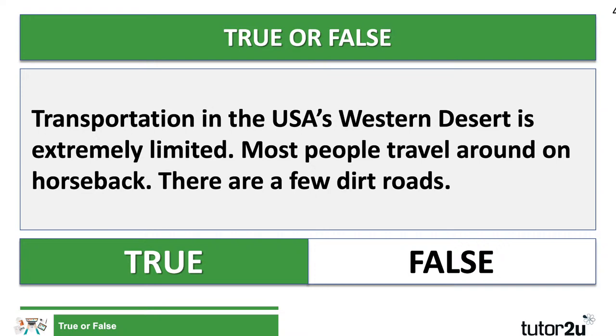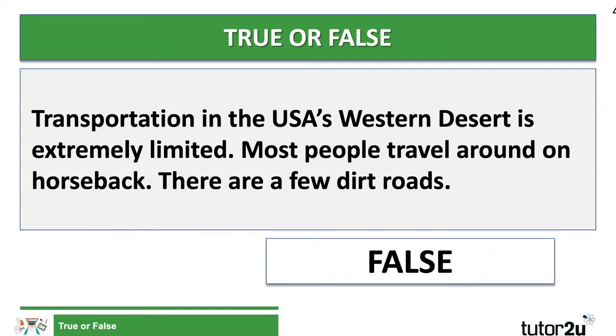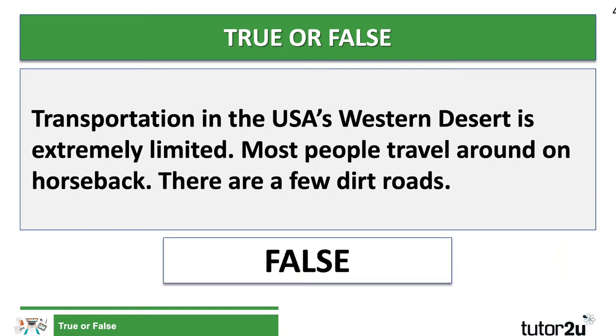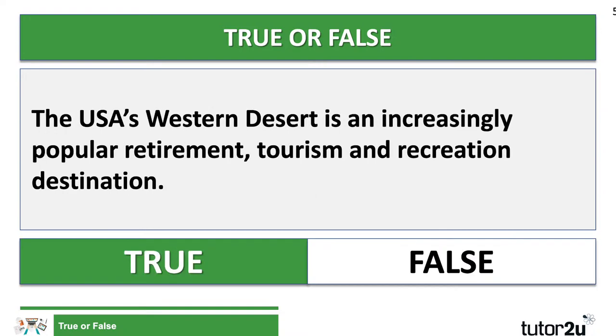Right, okay, let's have our reveal, please. Okay, so it's actually false. So obviously we're talking about the USA here, so there is an infrastructure, and actually Route 66, which you might have heard of, it's quite famous, links many of the major urban areas. Right, question number five. The USA's Western Desert is increasingly popular retirement, tourism and recreation destination. Can you decide whether you think that's true or false?